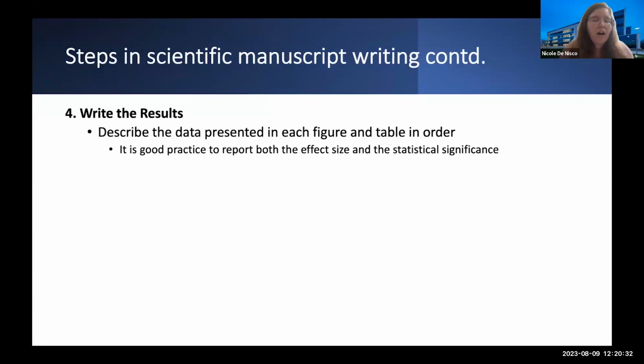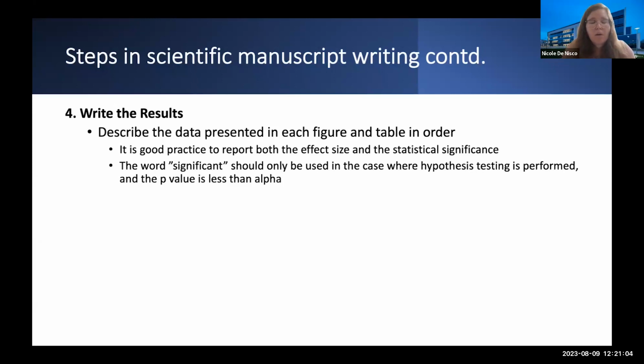And so in my opinion, it's good practice to report both the effect size and the statistical significance. So many times when people are reporting and describing their data, they'll just say that, oh, there was a significant difference, but they won't report the actual change that they're observing, the effect size. And so in general, my suggestion is describing both the effect size and the statistical significance, because effect size will get at more biological significance, right?